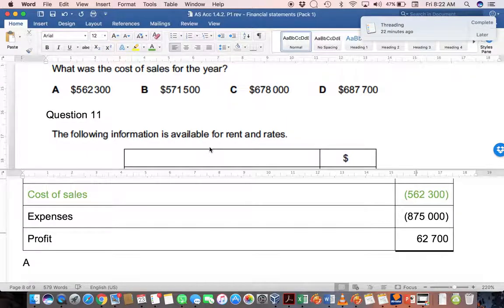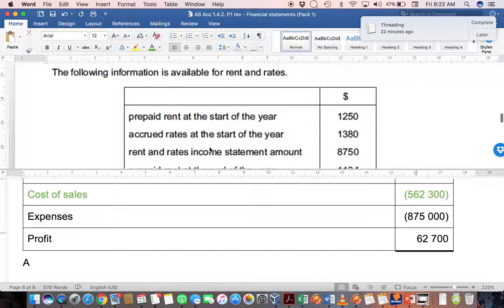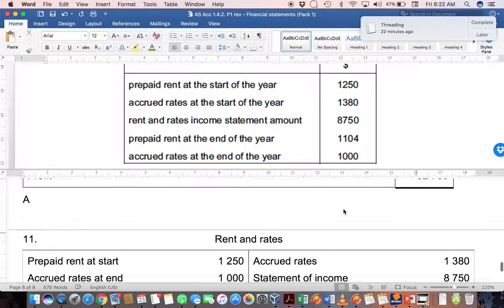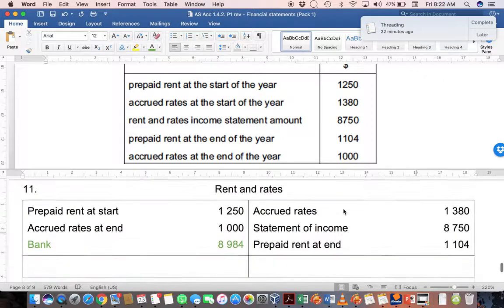Question 11. The following information is available for rent and rates. Very similar to previous accounts, I'm given my prepaids and accrueds, but in this case what I've got is a rent and rates account that is combined. So they are both prepaid and accrued accounts in the same account, and then a combined amount that was the actual expense for the year. So I do it using exactly the same concepts.